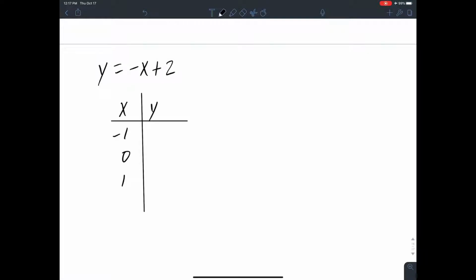You can pick more. I'm going to plug in negative 1 into the function, okay? So y equals negative, and instead of x, I'm going to plug in this negative 1. Negative 1 plus 2. So go ahead, do the math. Negative and a negative is a positive. So it's basically positive 1 plus 2 is 3. So this point right here is going to be negative 1, comma 3.